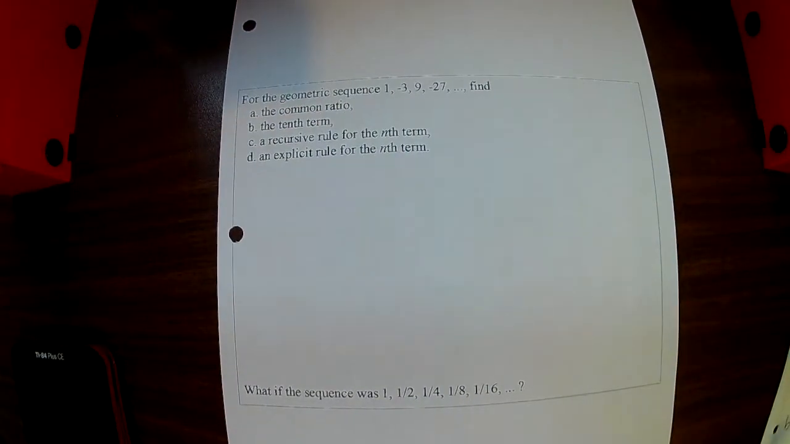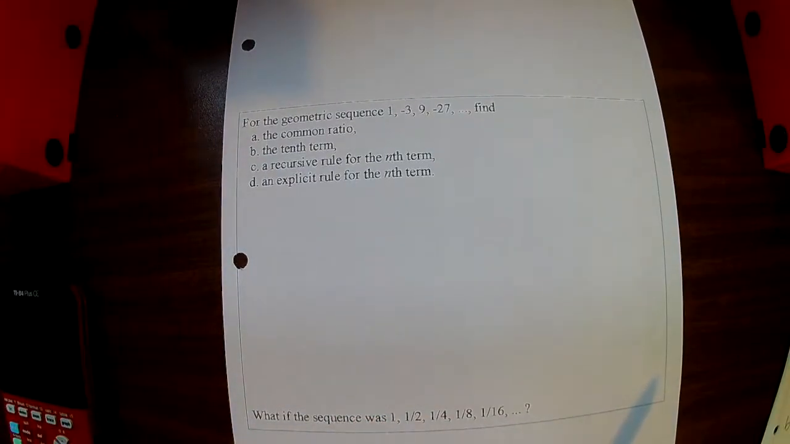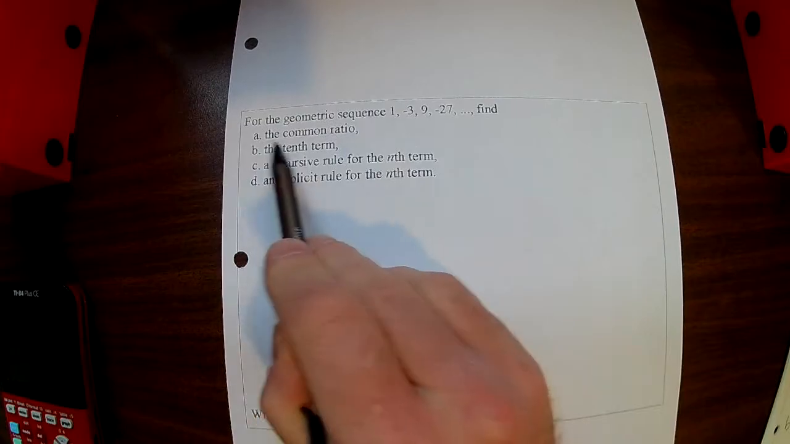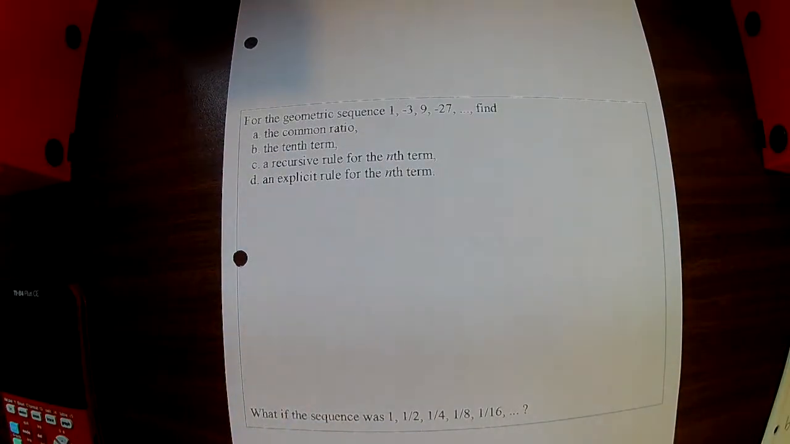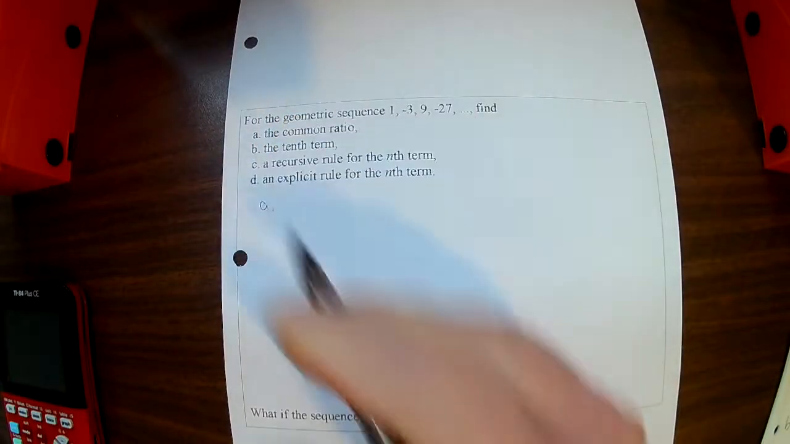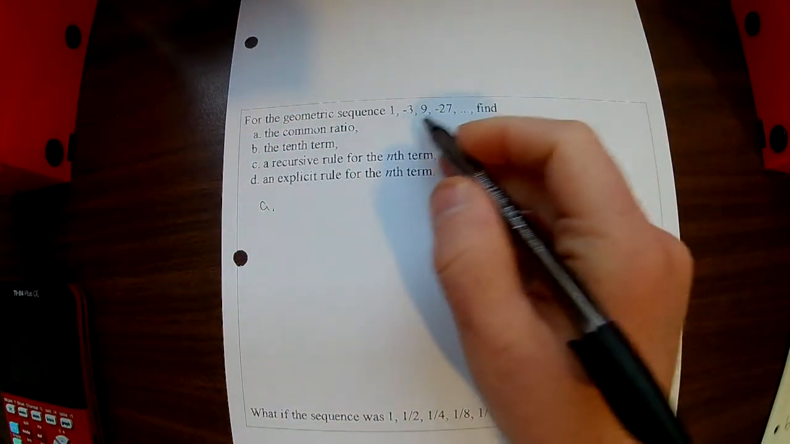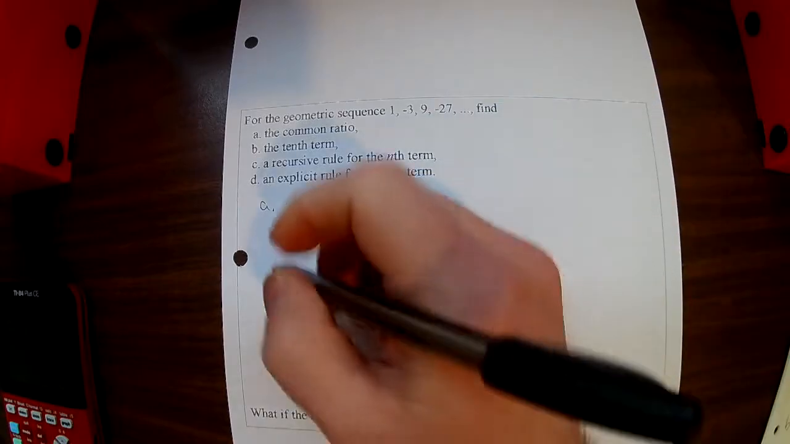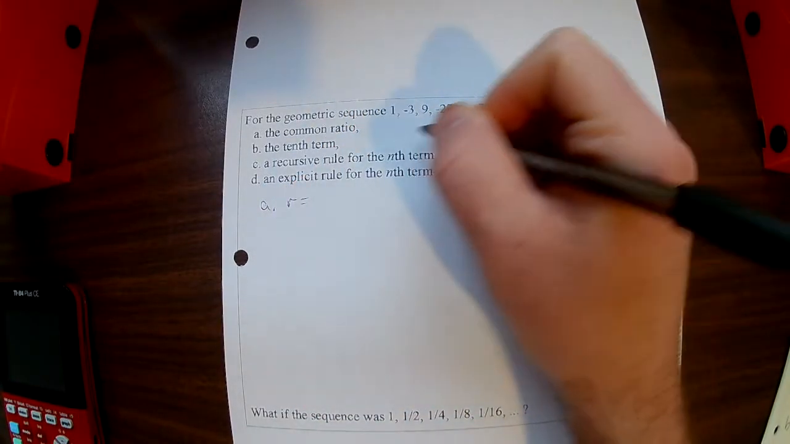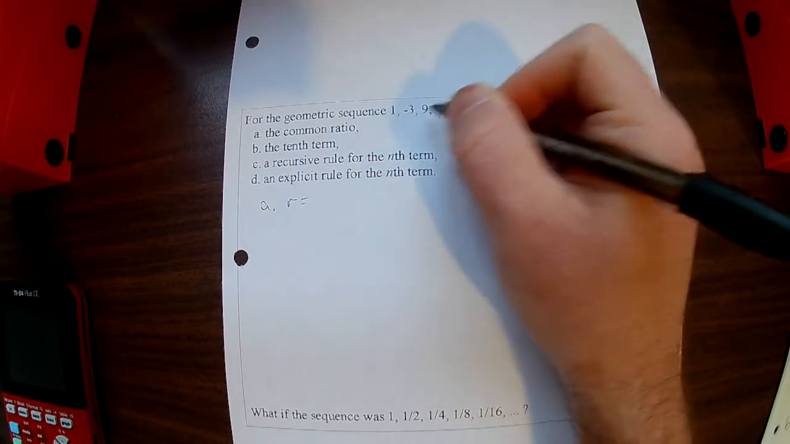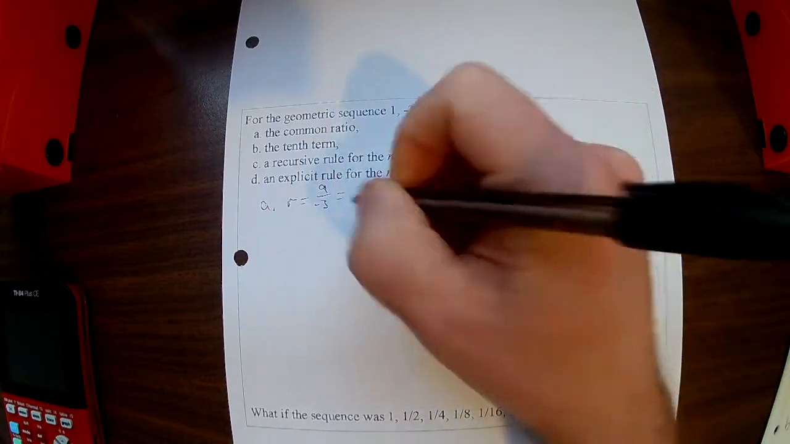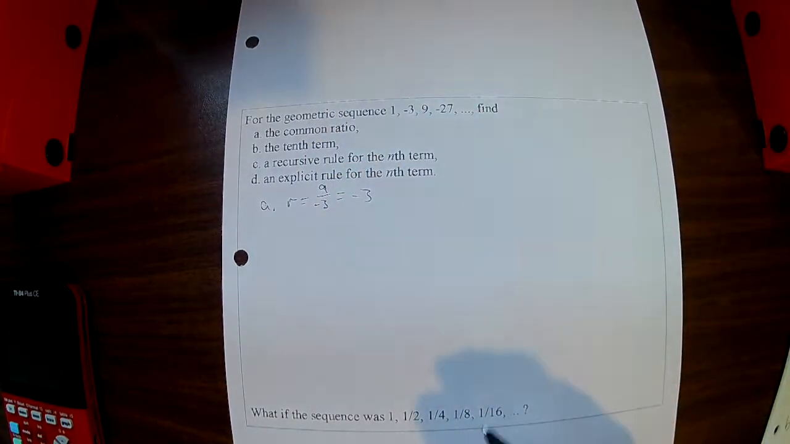Okay, well, here we go. For the geometric sequence 1, negative 3, 9, negative 27, find the common ratio. So to find the common ratio, instead of finding the common difference, it's a common ratio, so you're just going to divide two terms here. So r is equal to, well, negative 3 divided by 1, 9 divided by negative 3. Let's just take the fun one. 9 divided by negative 3 is going to give me negative 3.